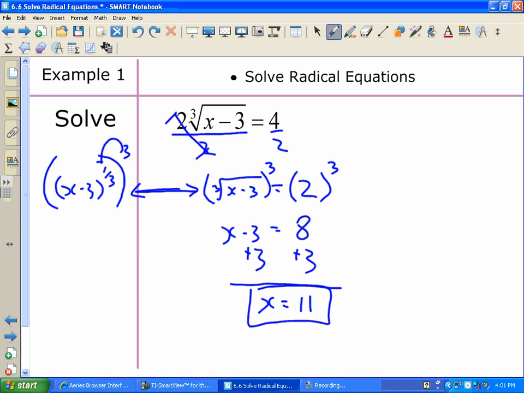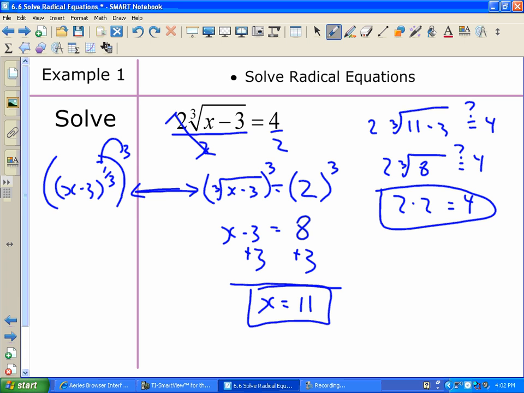You can always check your work here real quick. 2 times the cube root of 11 minus 3 equal to 4. This is your check. This is kind of setting you up for checking later. 2 times the cube root of 8 equal to 4. The cube root of 8 is 2. 2 times 2 is 4. That's a check.